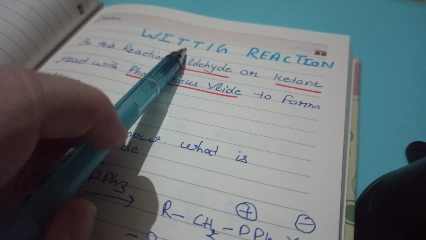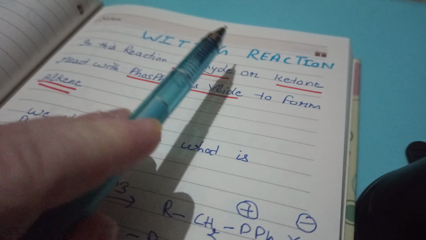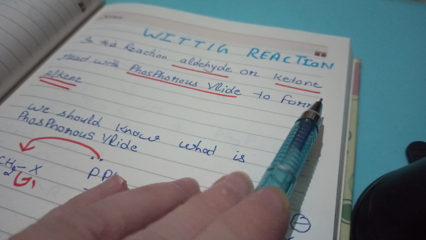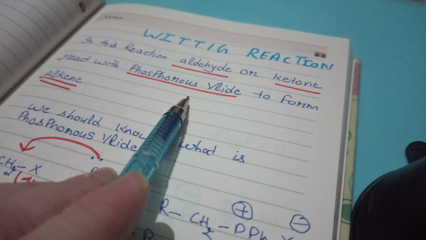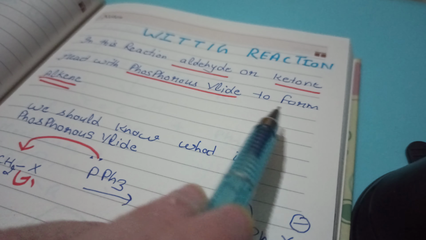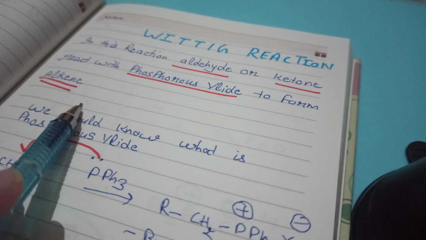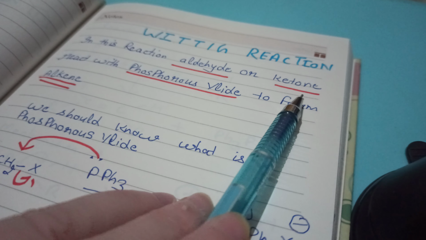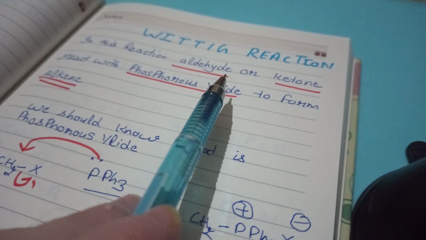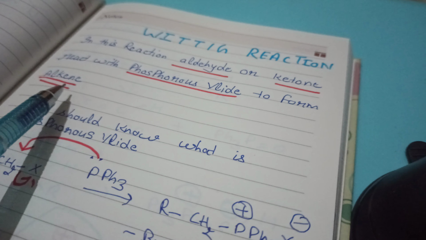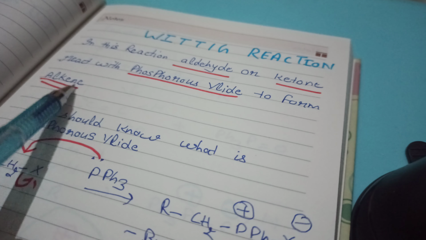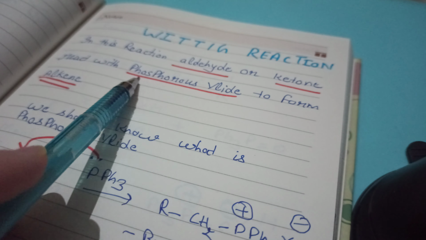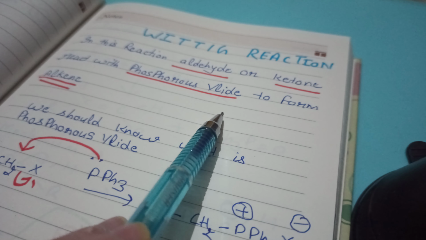Hello students, next reaction is Wittig reaction. In this reaction, aldehyde or ketone react with phosphorus halide to form alkene. Means reactant are aldehyde or ketone and reagent is phosphorus halide and product is alkene here. So, firstly we should know what is phosphorus halide.